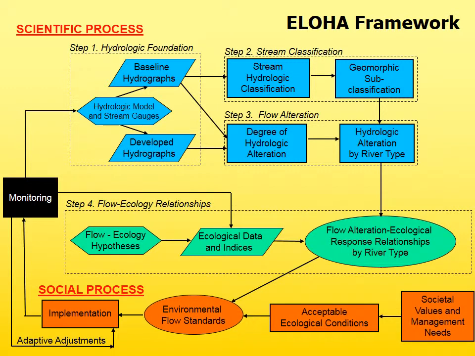And then the social process really brings in the societal values and management needs into the thinking, looks at what are acceptable degrees of condition to maintain rivers of certain types in, and then really that is the stage at which the environmental flow standards are actually established and implemented. And in much the ways one would think about it at a site level, this is an adaptive management cycle, a cyclical process.